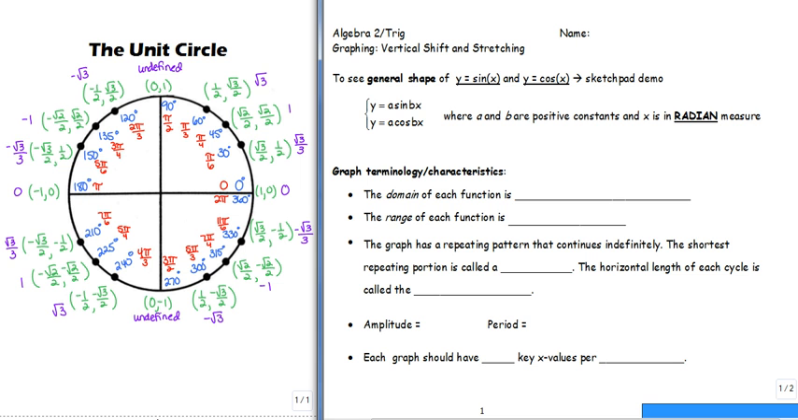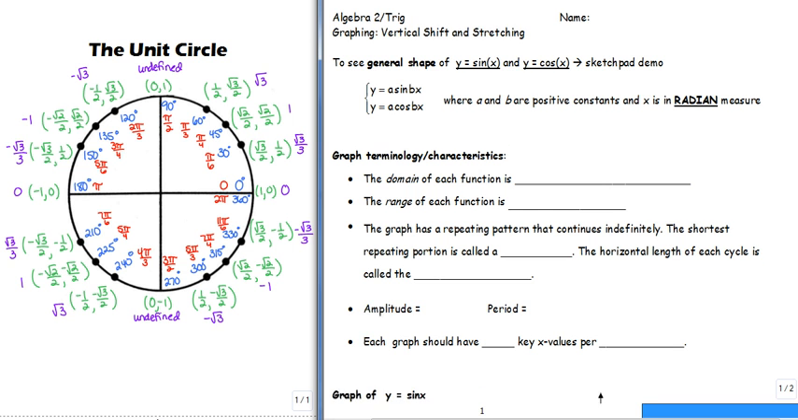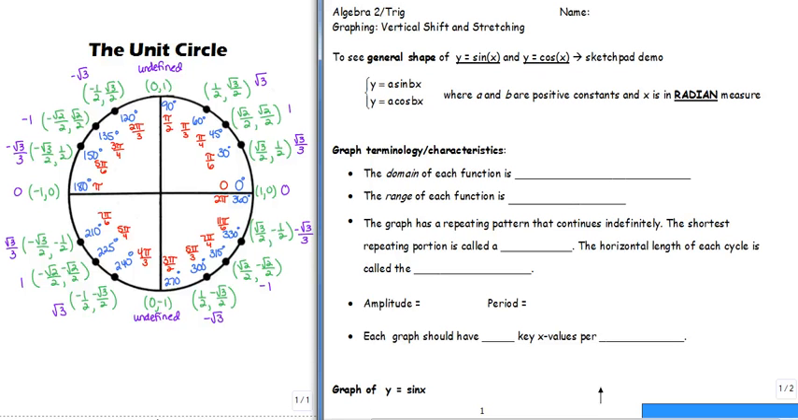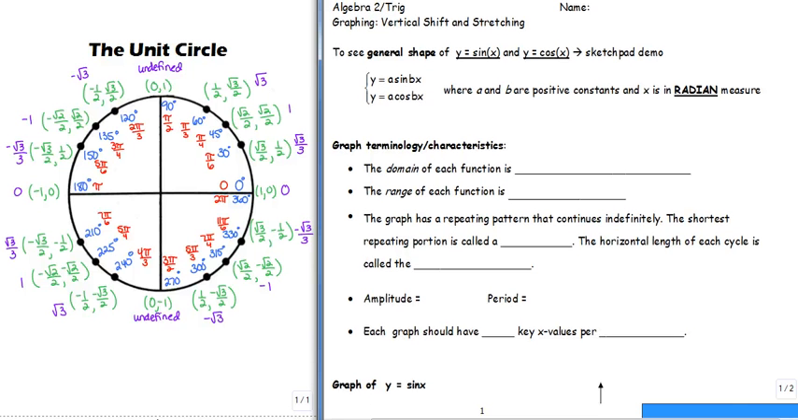And the sketchpad demo will be coming tomorrow in class. We are going to look at the general form y equals a times sine of b of x. The only difference is replacing the sine with the cosine, where a and b are positive constants, so just numbers, and x is in radian measures. We're not going to deal with anything in degree measure, it's always going to be in radian measure. We're going to come back to the terminology and characteristics in just a second.